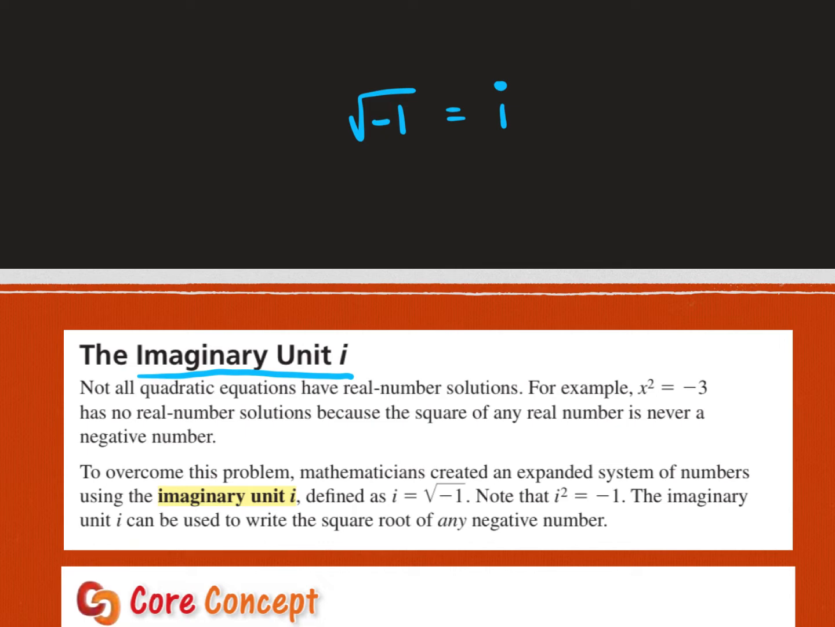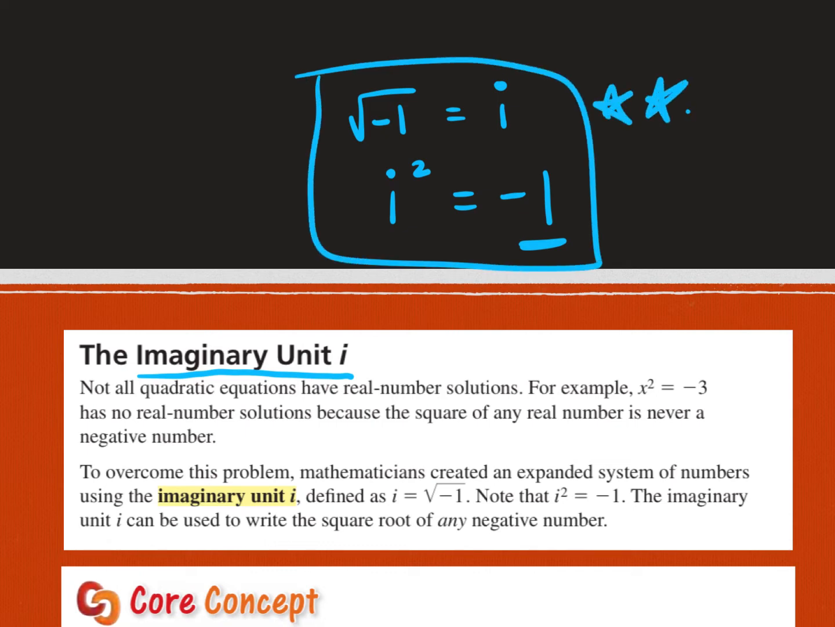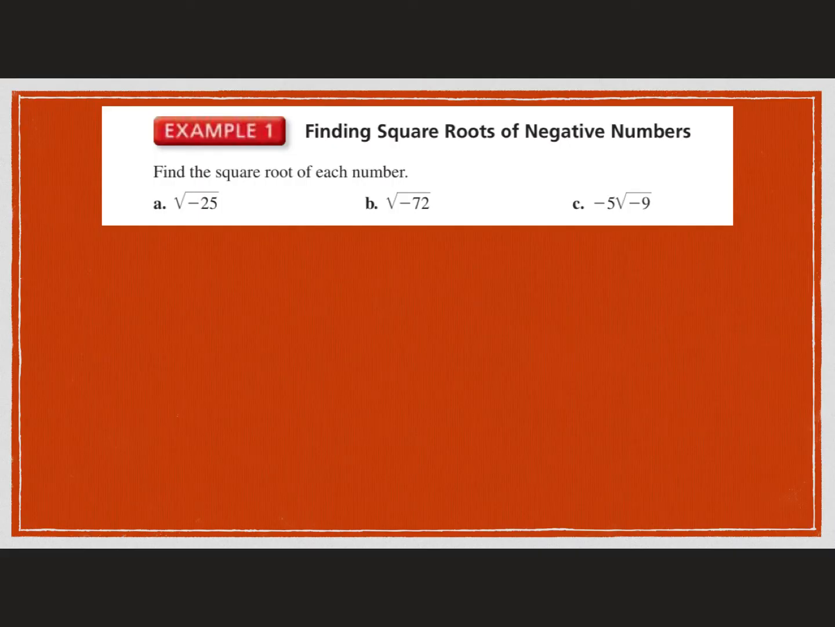Another important thing to know is whenever we have i squared, that turns into negative 1. So when you square the imaginary unit, it turns into a real number. This will come in handy in the second part of the notes towards the end of today. So these are two important things to know. All right, so let's do some examples.